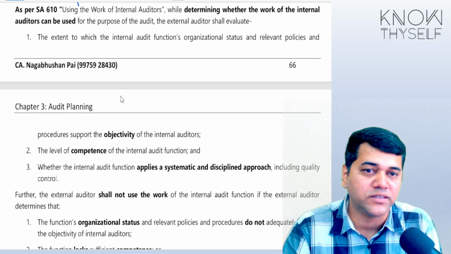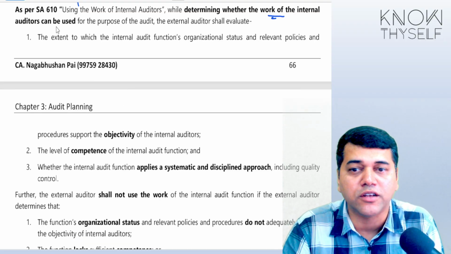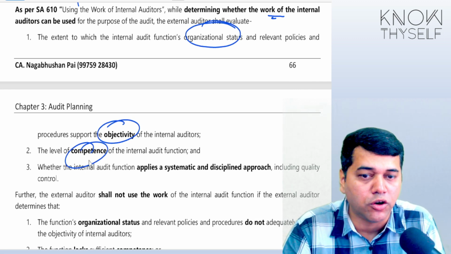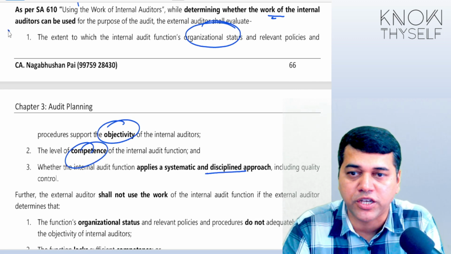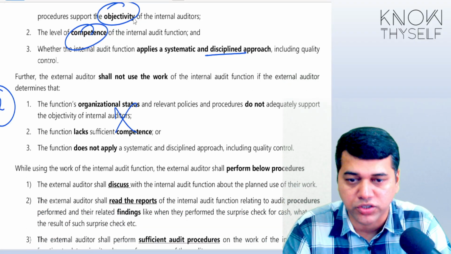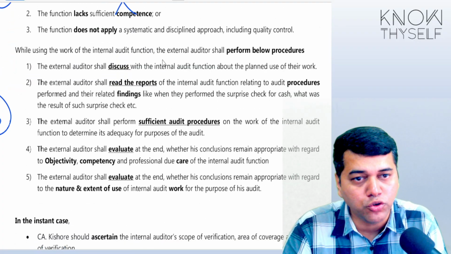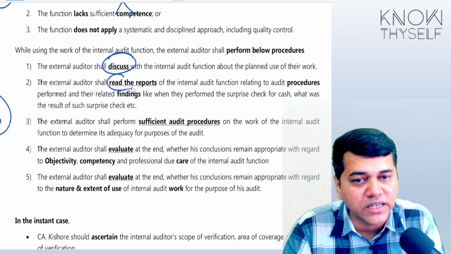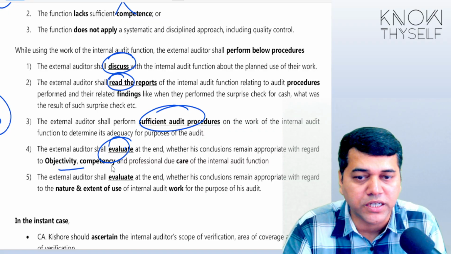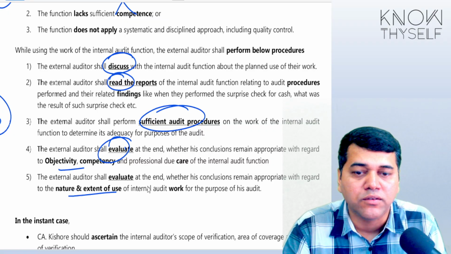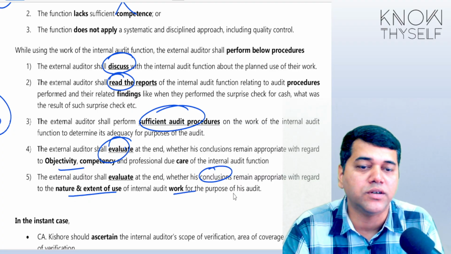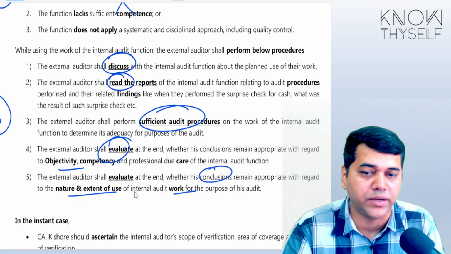Now, as per SA 610, in determining the work of the internal auditor, you have to see whether their organizational status supports objectivity, competency, and a systematic approach. Requirement number 1. Second, you should not use the work if this is not supported. Third, if you decide to use their work, you have to discuss with them, read the report, perform sufficient audit procedures, evaluate objectivity and competency, and evaluate whether the conclusions remain appropriate regarding the nature and extent of the work. Whether it is appropriate at the end.